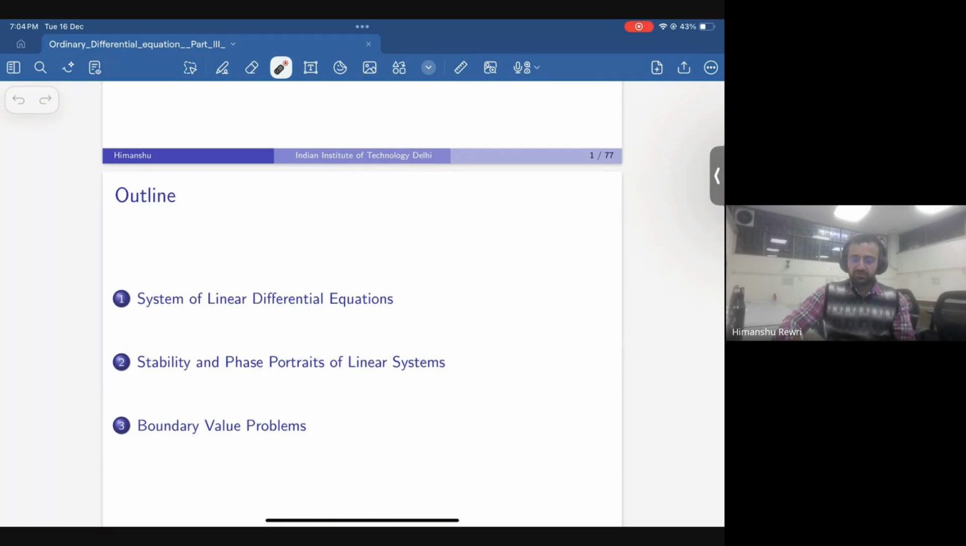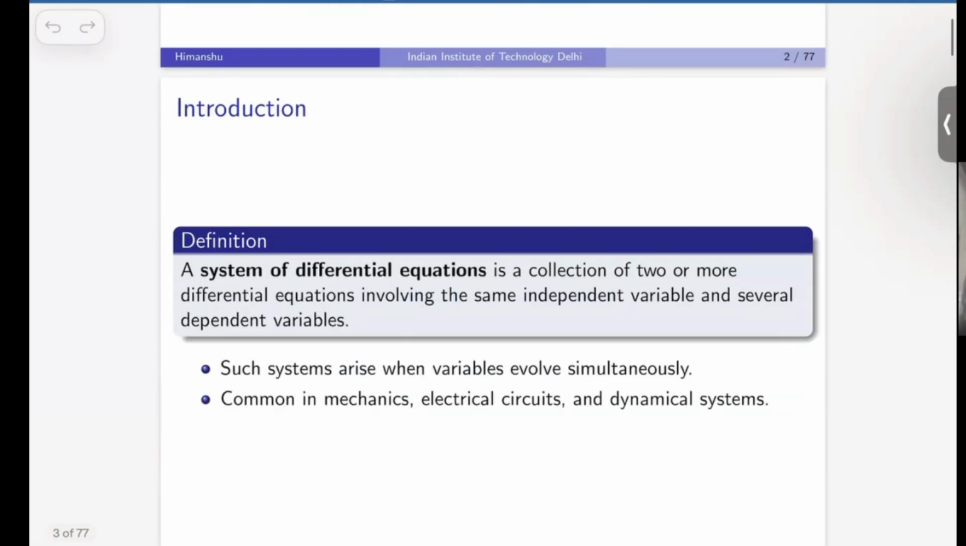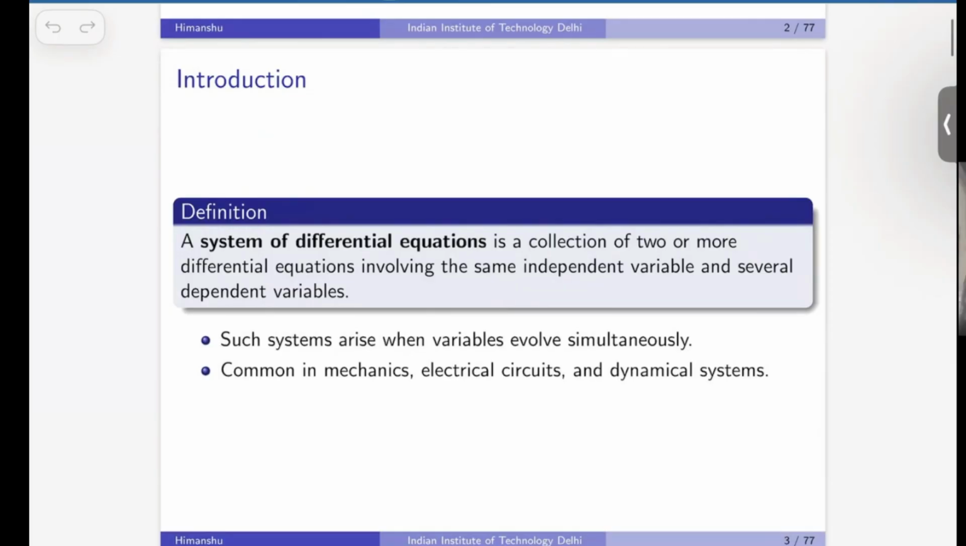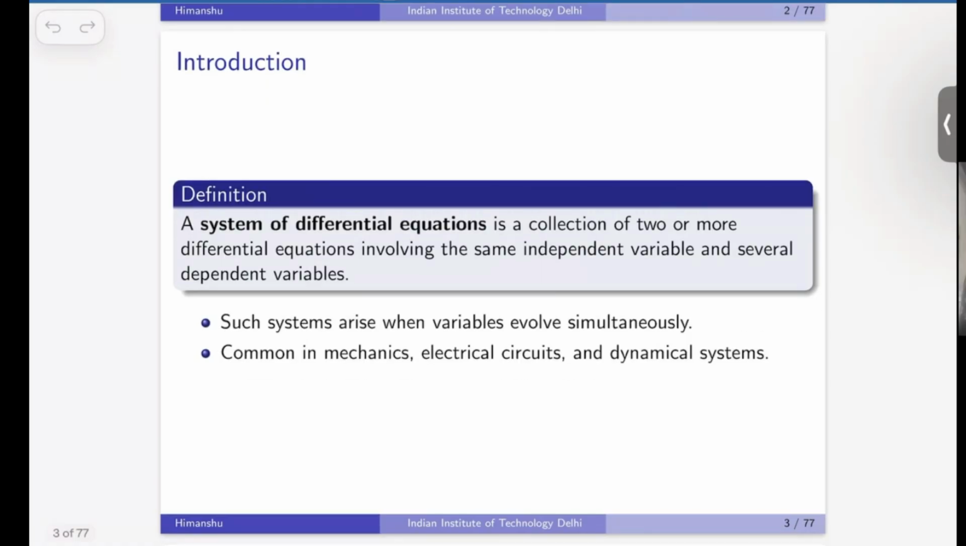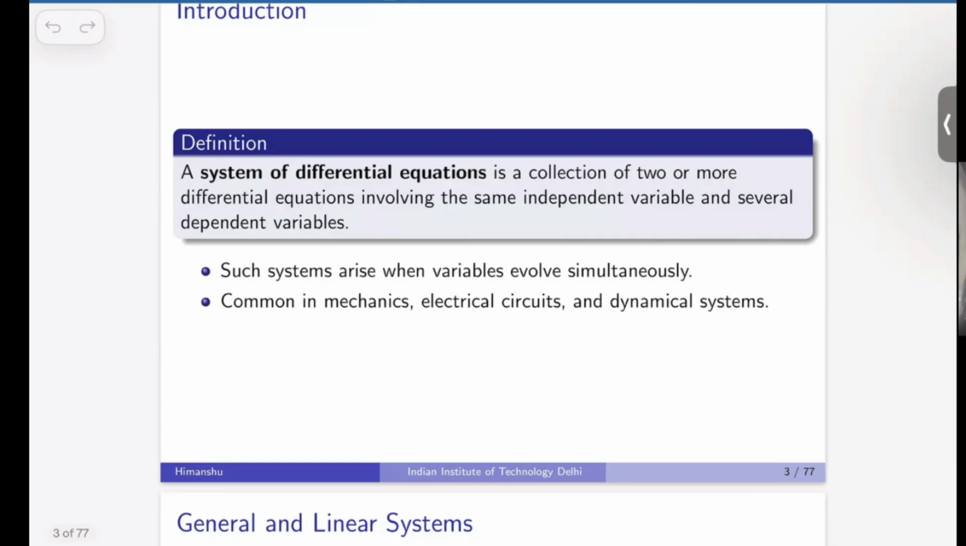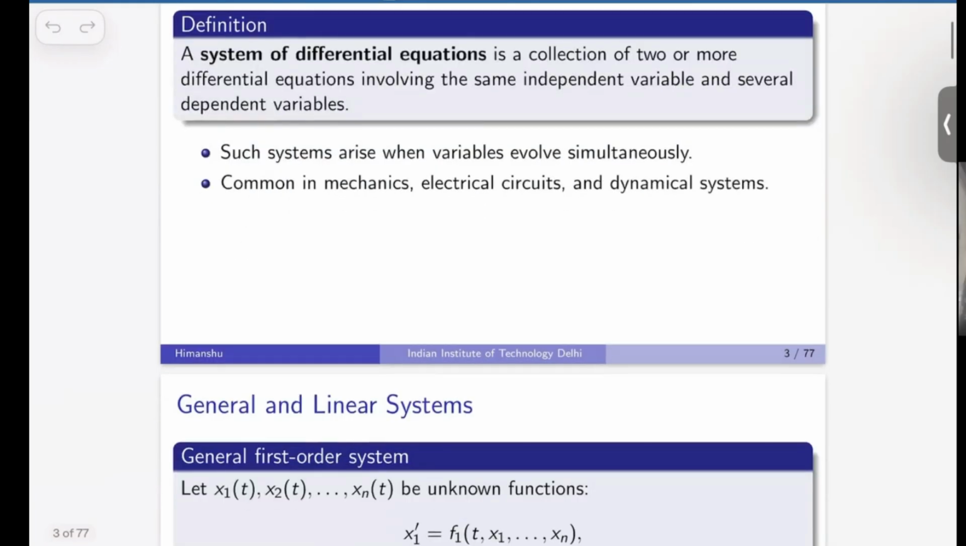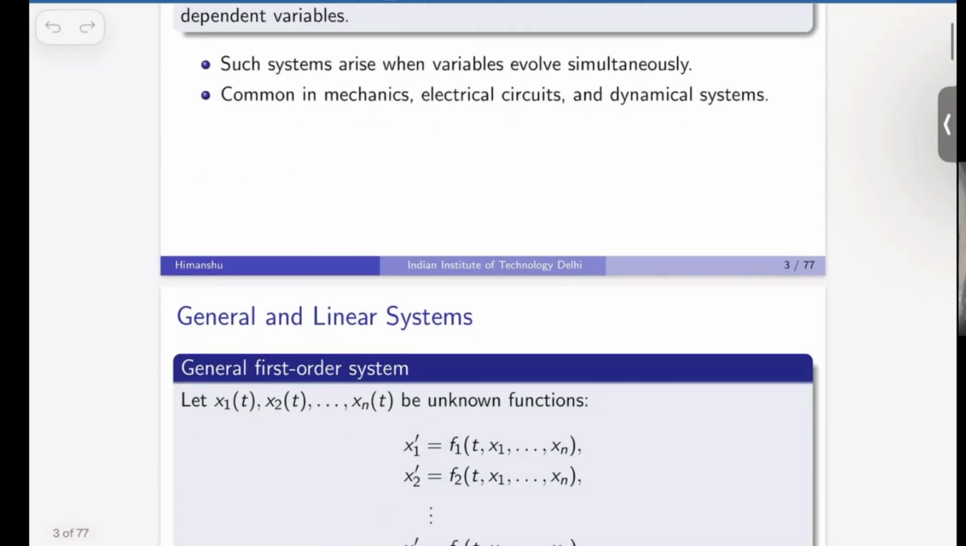So let's start. As you know, a system of differential equations is a collection of two or more differential equations involving the independent variable and dependent variables. These systems occur in many branches of science. Maybe you have seen them in electrical circuits and dynamical systems. Let me define it more generally.